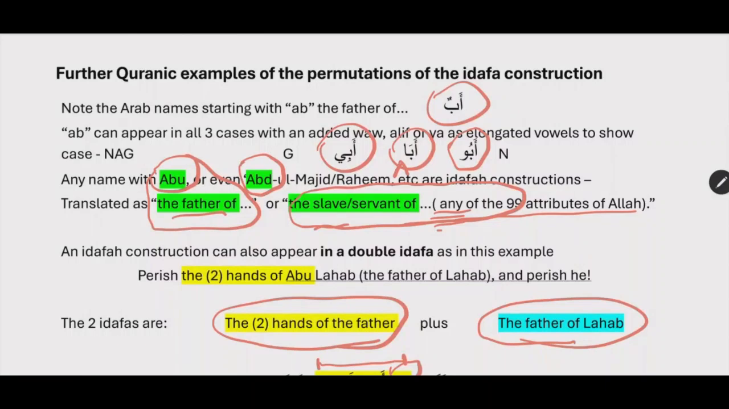Then we have Abi becoming genitive, the ya, because this is the second noun following yada: the two hands of the father. So this has to be genitive, and no al here. And then the second idafa is Abu Lahab. This one has to be genitive because it's the second noun following the first idafa, and at the same time it's the first noun of the second idafa. So therefore there's no al, but it can take any case. So Abi, and Lahabin is genitive in case. So this is just an example of a double idafa again.